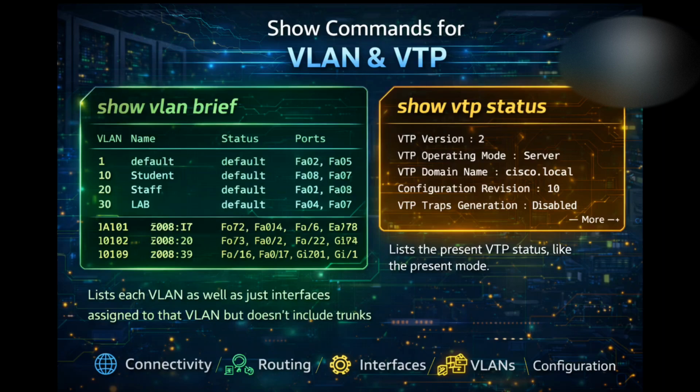Now, show vtp status. This command displays the current VTP configuration of the switch. It shows the VTP mode, domain name, configuration revision number, and whether VLAN updates are being received. This is very important when VLANs are not propagating between switches.